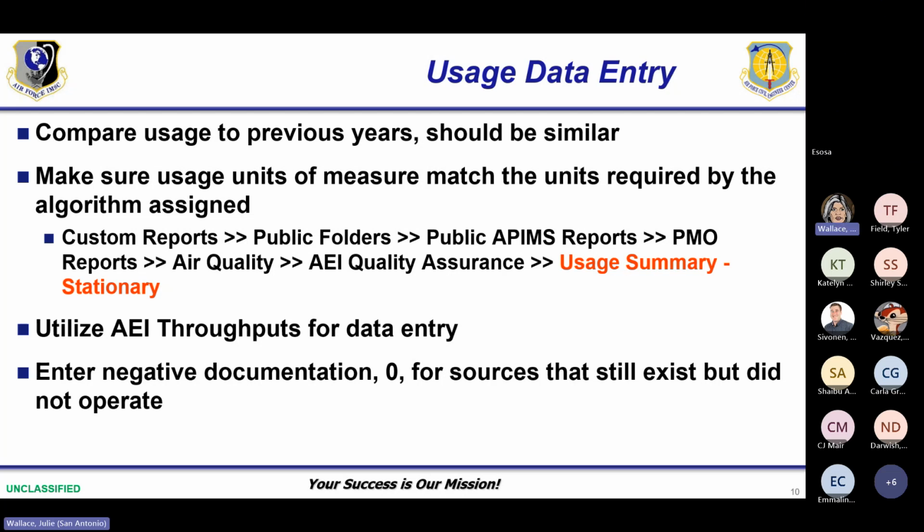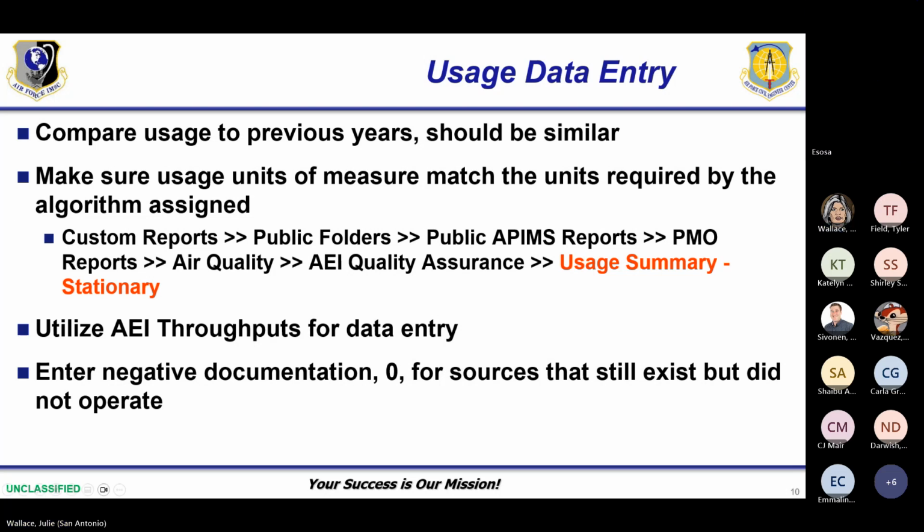And then the last thing about usage before I jump into the usage summary report is that if you have a source that is still active, still installed, still on base, but just didn't operate during that time frame, I highly recommend you enter 0. That way, I went and saw it, I confirmed it didn't run, but I'm also confirming that it has the potential to run in the future. Okay, so negative documentation is sometimes as important or more important than an actual usage record. Okay, and I'll talk about that again here in a minute when I talk about the usage summary report.